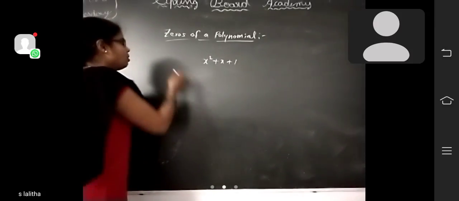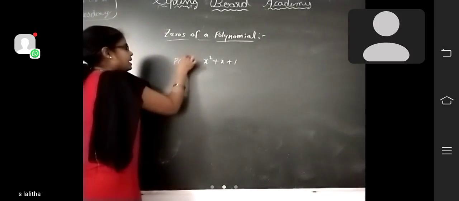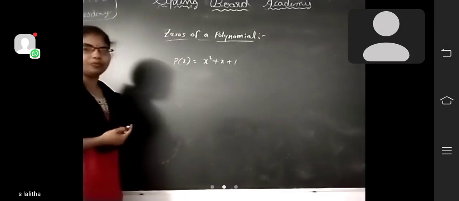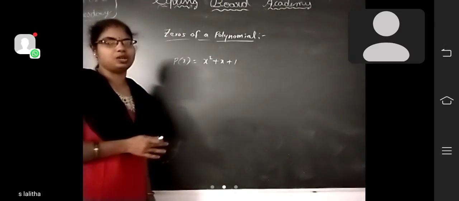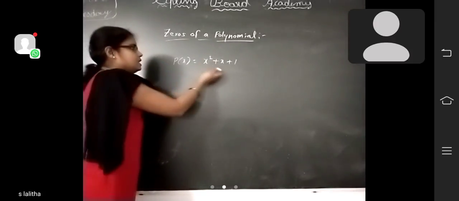Then how can you indicate this one? Can you write like this? P of x, yesterday I told, no? You can write P of x or Q of x or F of x as you wish. So, P of x is this one.